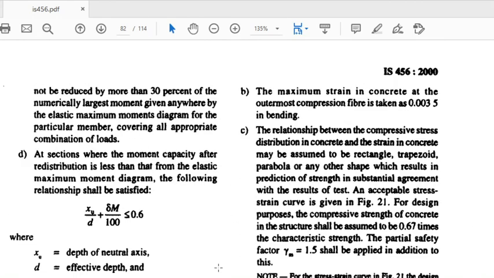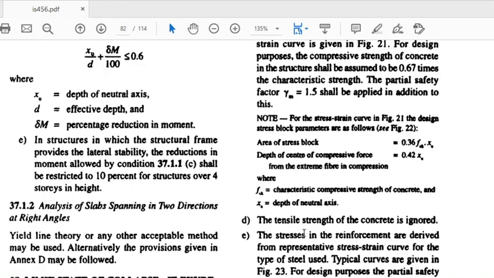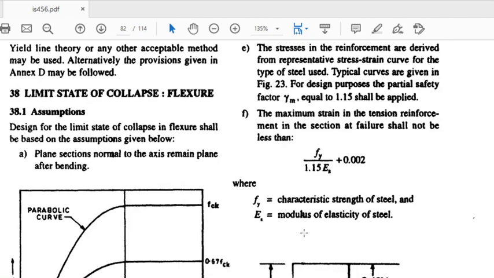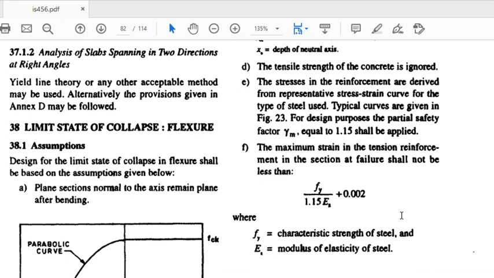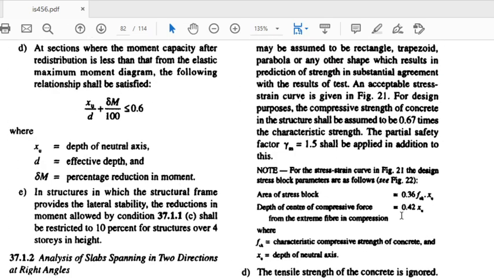These are the assumptions for flexure. Now I am giving you an assignment. You should submit it by 9 a.m. the next day after this class. The question is: write down the assumptions of the limit state of collapse. You can write it directly from IS 456. You have to write all the assumptions written here. The figure need not be drawn.